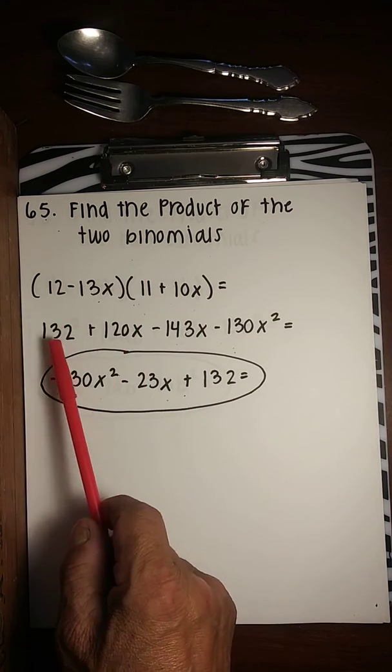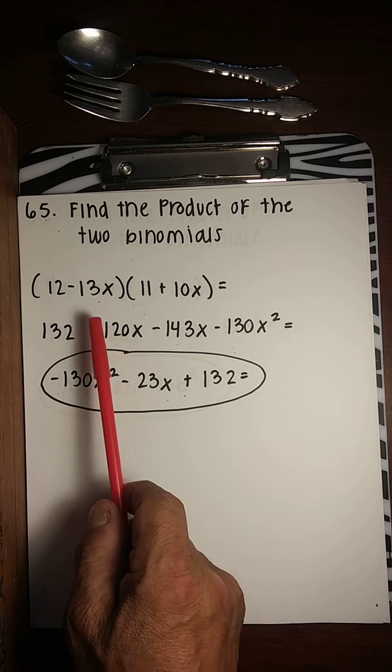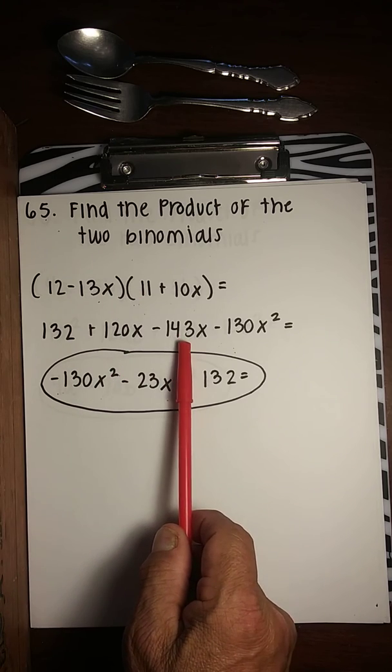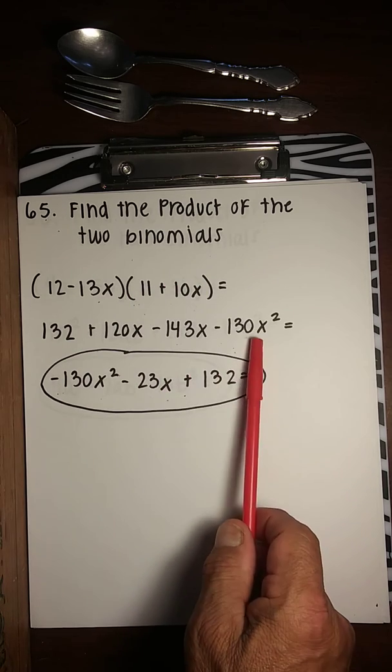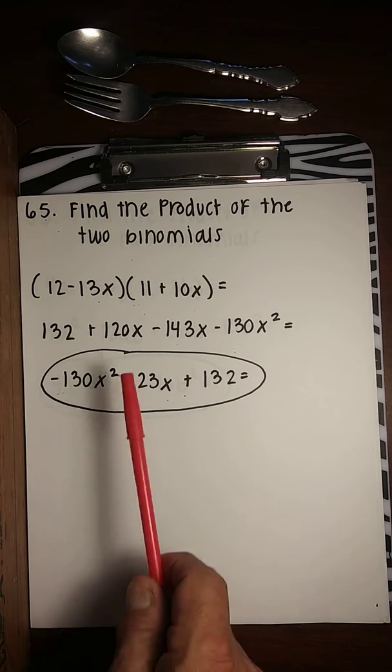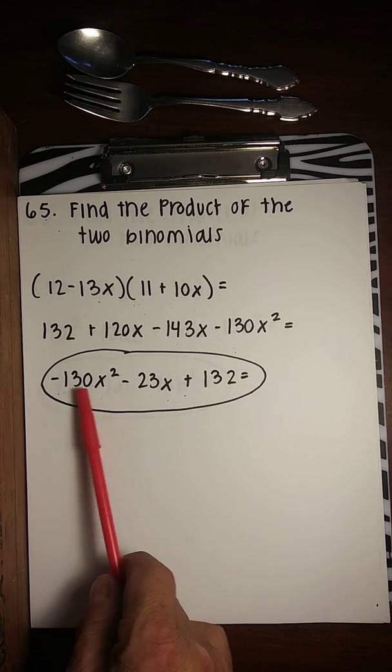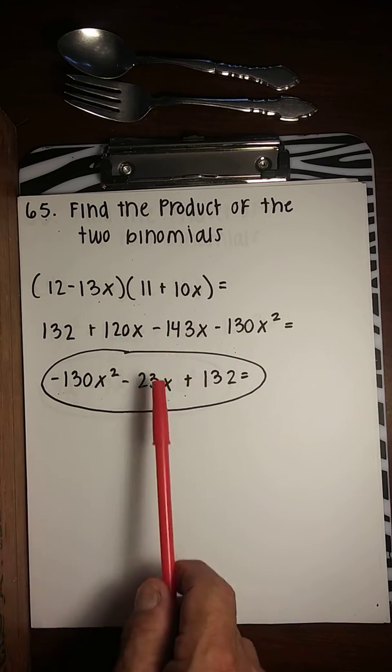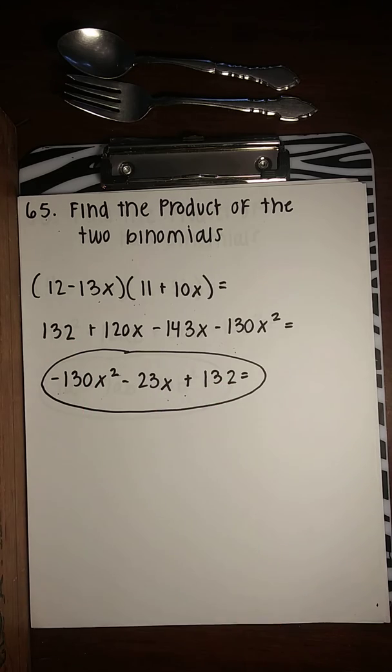12 times that, 132, 12 times that, 120x, that times that is this number, and that times that is this number. So now, put this one first, negative 130x squared, then these guys right here, negative 23x, and then the 132 at the end.